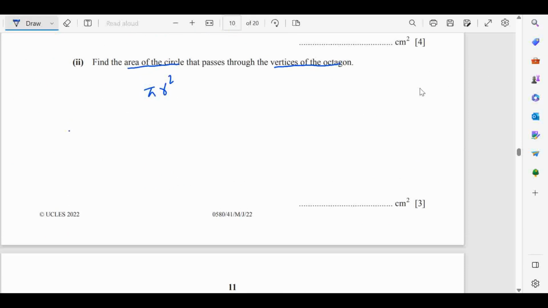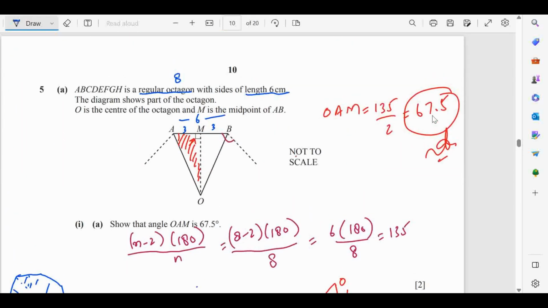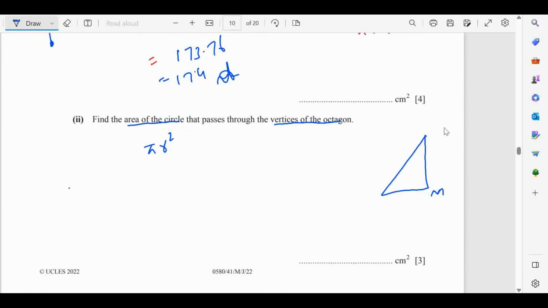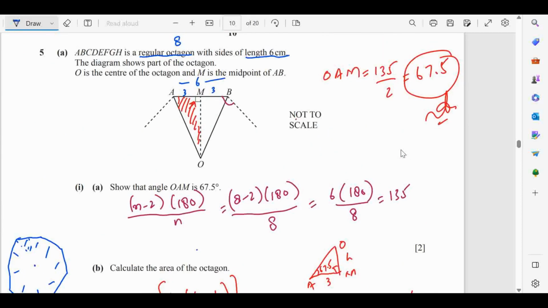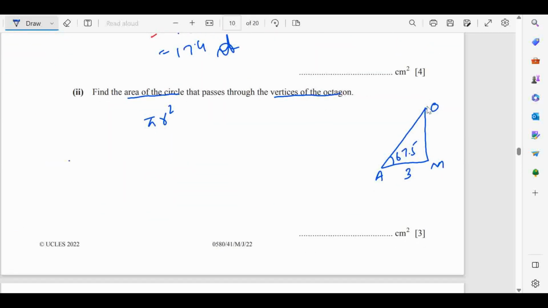Let me draw it over here, that this is a right angle triangle. This is point M, and this is O, and this is A. AM is 3. This angle is 67.5. Now we need to find out OA, this distance, the hypotenuse. So from here we can write cos of 67.5 will be equal to base over hypotenuse. If we rearrange it, OA, which is the radius, will be equal to 3 divided by cos of 67.5.